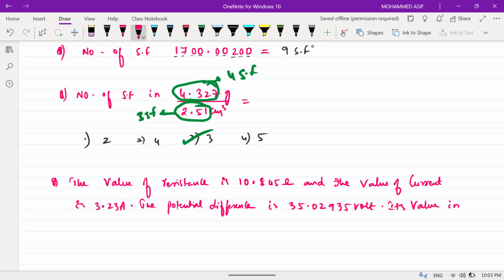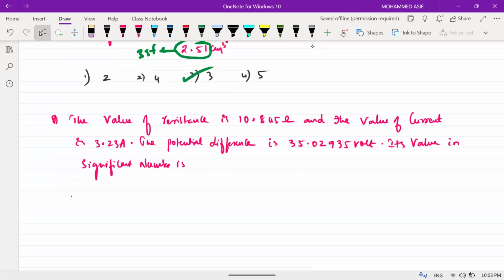Its value in significant figures. Anyone? First option 35 volt. Next one is 35.0 volt, then 35.03 volt, and 35.029 volt. Which option? Second option.